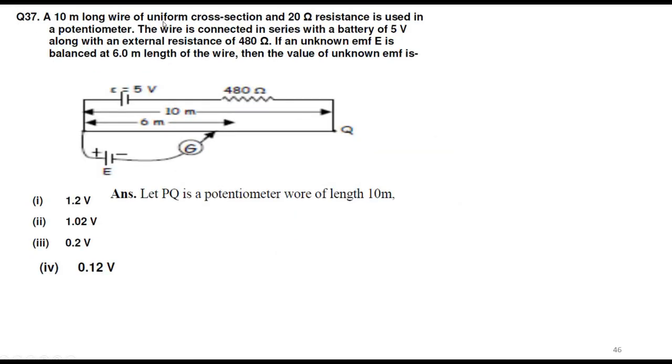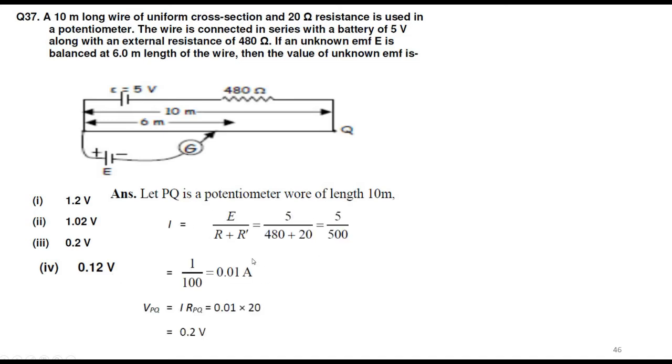Question number 37. A 10 meter long wire of uniform cross section and 20 ohm resistance is used in a potentiometer. The wire is connected in series with a battery of 5 volt along with an external resistance of 480 ohm given here. If an unknown EMF is balanced at 6 meter length of the wire, then the value of the unknown EMF in the given circuit is: option 1, 1.2 volt; option 2, 1.02 volt; option 3, 0.2 volt; option 4, 0.12 volt.